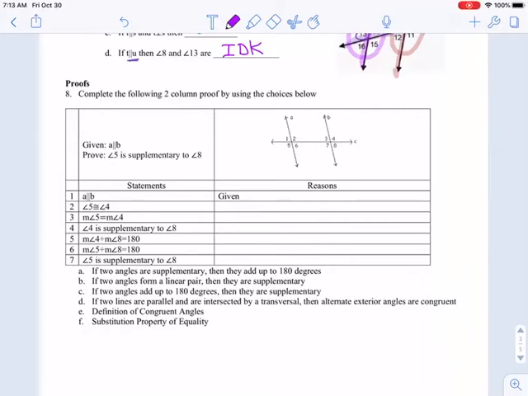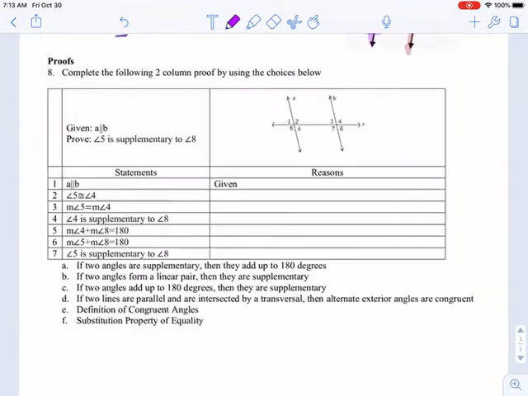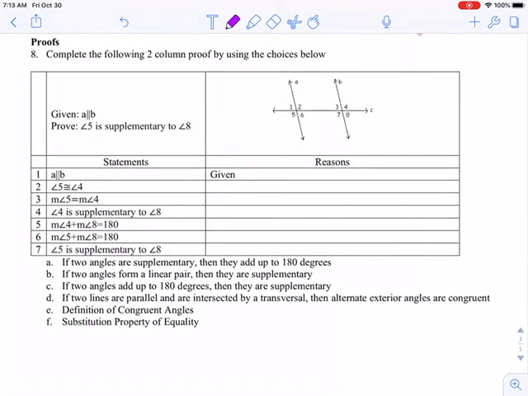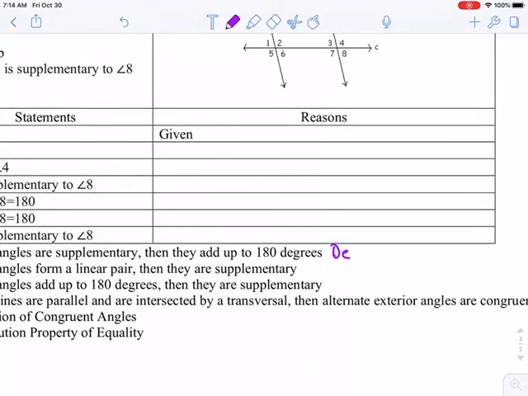Okay, students, so we're back with some proofs formatted a little differently, but I wanted to do it like that just to deepen your understanding and make sure you do the best you can on the test. So notice how instead of writing, if two angles are supplementary then they add up to 180 degrees, this is really just the definition of supplementary.